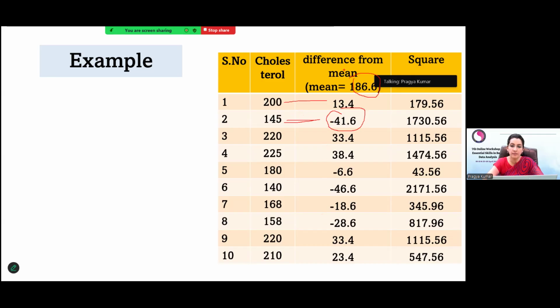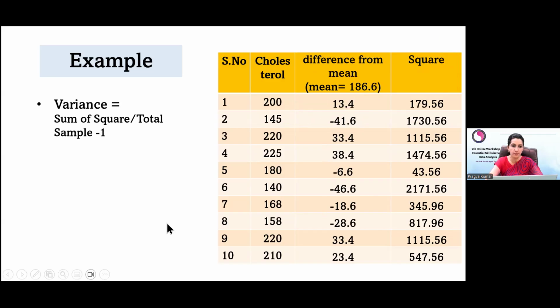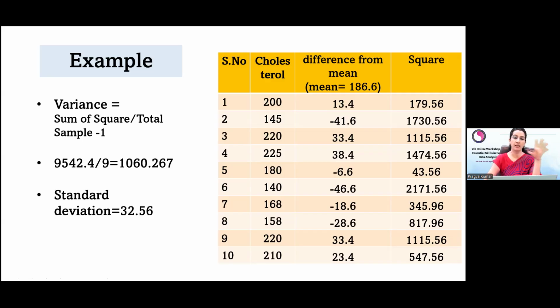That means mean minus this value, and then you square this. When you square this, you take the sum of it and divide it by the number of observations minus 1. That is why this is known as the variance. So variance is the sum of squares. Why do we call it a sum of squares? Because it is the square of this difference. So sum of squares divided by the total number of samples minus 1 gives you the variance. And when you take a square root of it, it gives you the standard deviation. So that is the variance.